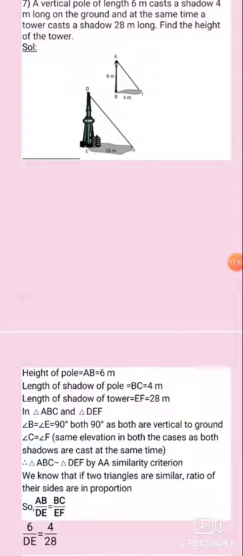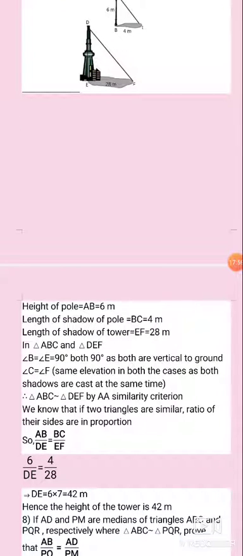Now we know that if two triangles are similar, the ratios of the sides are proportional. So AB by DE is equal to BC by EF. Substitute all that: 6 by DE is equal to 4 by 28. So DE is equal to 6 into 7, that is 28 by 4 is equal to 7. 6 into 7 is equal to 42 meters. Hence the height of the tower is 42 meters.